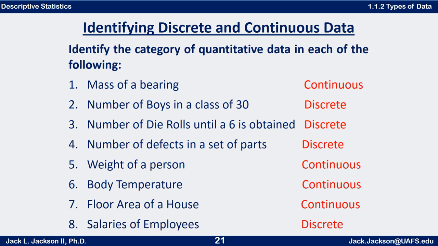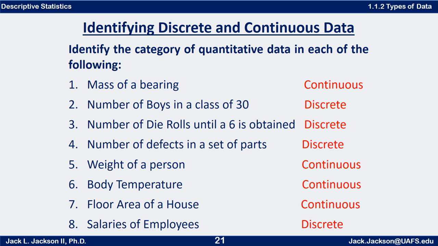Number 3, the number of die rolls until a 6 is obtained. That's also discrete. Either it comes the first time, or the second time, or the third time, or the fourth time that you get a 6. However, notice this does go on forever. There is no upper limit here. So this is an example of something that's countably infinite, but it's still discrete.